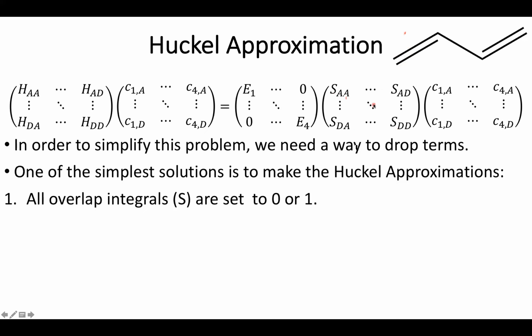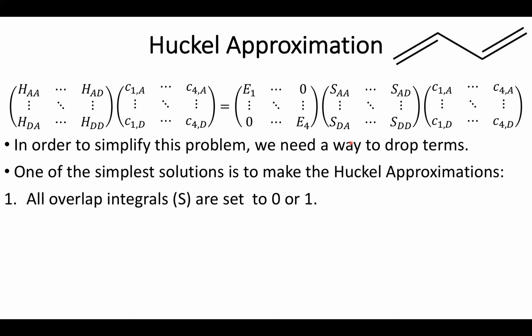Let's just set it to 0. So what this ends up producing is that this overlap matrix will have elements of 1 along the diagonal and elements of 0 on the off diagonals. And we're going to see later that this is a huge advantage in simplifying our equations.